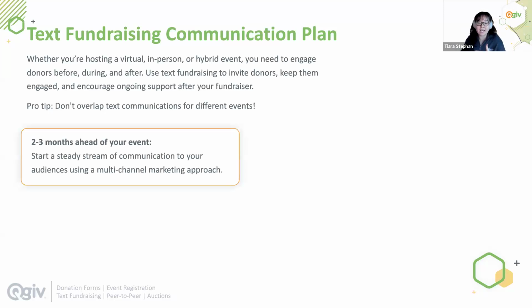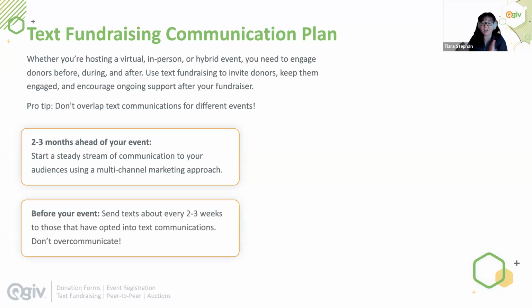So your first text you might want to send about 2 to 3 months ahead of your event. You want to use multi-channel marketing to reach a majority of your donor base. So like we said before, text fundraising is a really great way to reach those younger donors, but for your other donors, you also want to use email, direct mail, and phone calls to invite them to your event, raise awareness of your event, and spread the word. Don't place all your eggs in just one basket. Make sure to spread out your event promotion efforts over a variety of marketing channels.